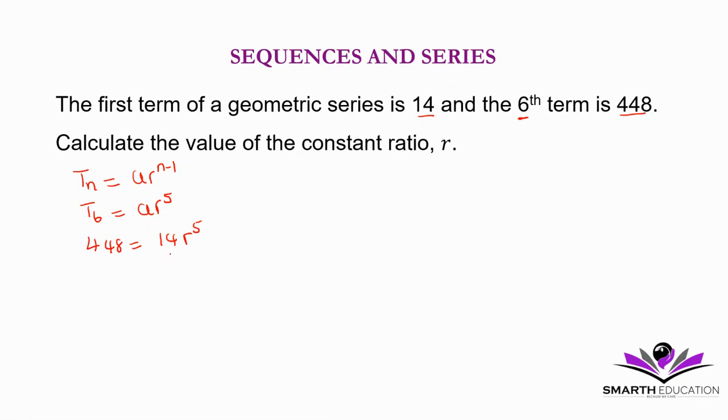Then we divide by 14 on both sides of the equation. Divide by 14 here, divide by 14. Get that 32 is equal to r to the power 5. 32 is 2 to the power 5. So we have 2 to the power 5 is equal to r to the power 5. The exponents are equal, so we can equate the bases. Therefore, r is equal to 2.